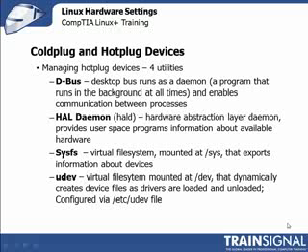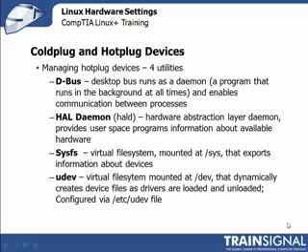The first utility is dbus, or the desktop bus. This runs as a daemon and enables communication between processes and gives them the option to be notified of hardware events or even other processes. The next is the HAL daemon, or the Hardware Abstraction Layer daemon, or HAL-D, is a utility that provides user space programs information about available hardware. sysfs is a virtual file system and is mounted at /sys. It exports information about devices.